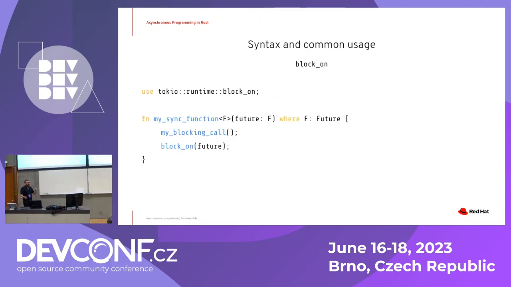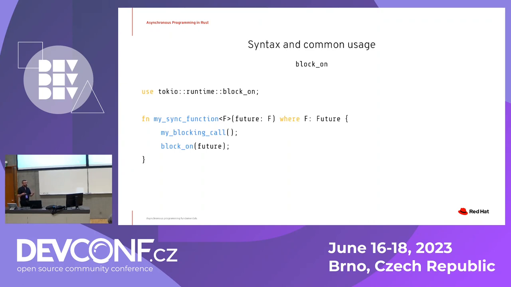Block on is the inverse of spawn blocking. Where spawn blocking calls a blocking function from an asynchronous context, block on allows you to call asynchronous code from a blocking context. Here we have an example where we want to make a blocking call, but then after that we want to evaluate a future. This assumes that we're calling my sync function from a context where it is safe to block.